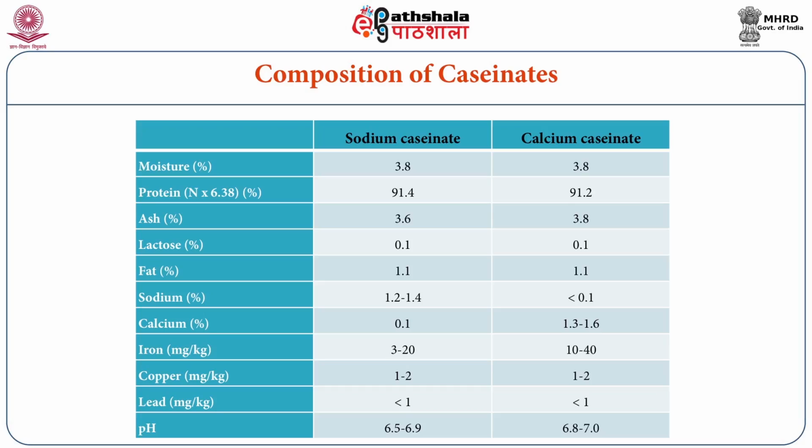The ash content should be 3.6 to 3.8%, lactose should be less than 0.1%, and fat percentage for both types of caseinates was 1.1%. In case of sodium caseinate, sodium was 1.2 to 1.4%, whereas in case of calcium caseinate, it was found to be less than 0.1%, and in case of calcium caseinate, calcium content was higher, that is 1.3 to 1.6%, since calcium hydroxide is used for its manufacturing. The pH of both types of caseinates was found to be 6.5 to 7.